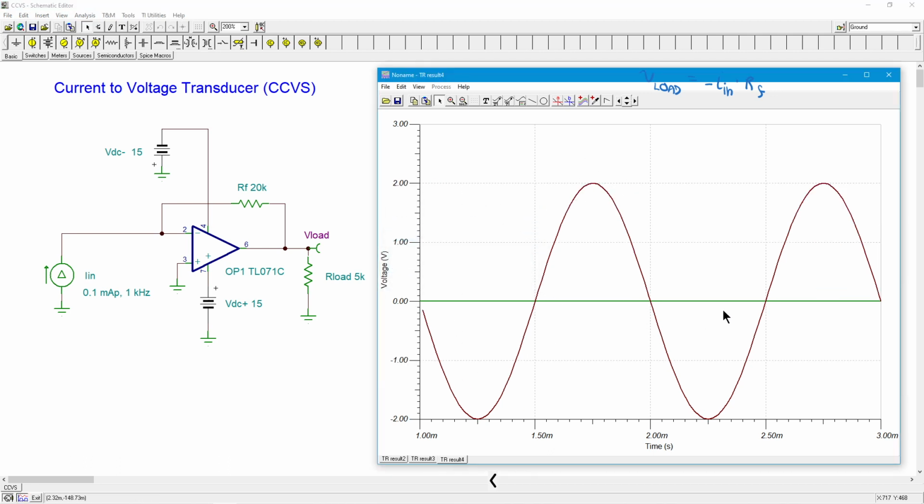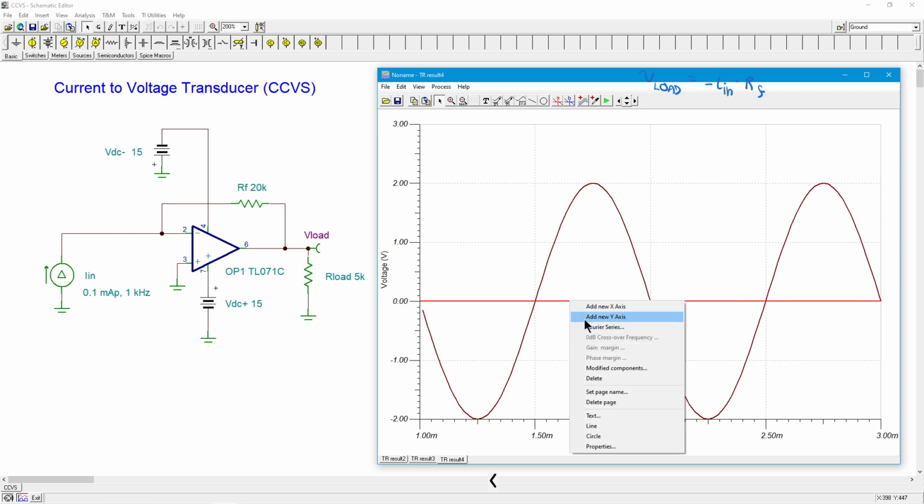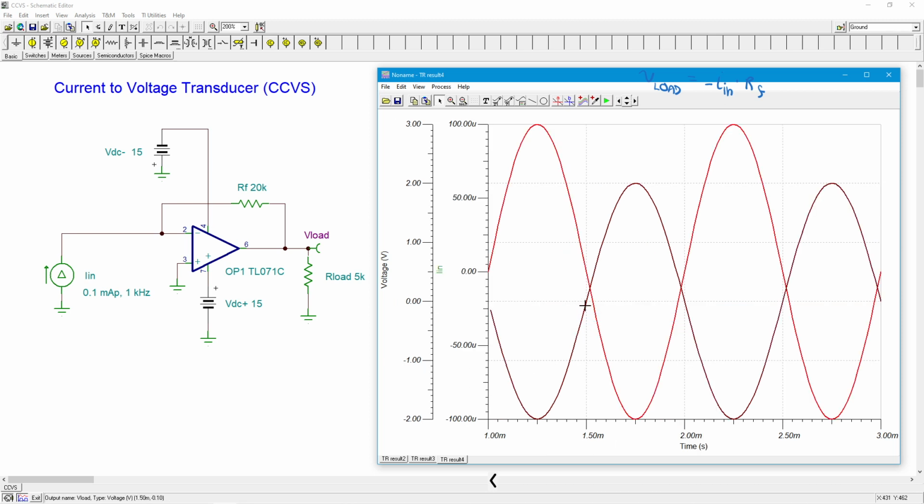Okay, looking beautiful. And for you skeptics out there, we'll just add a y-axis for the input just so that we can see it. All right. So there's our IN is still 100 microamps, 0.1 milliamps peak. Here's the output, right? On this scale, there's our 2 volts, out of phase, just like it should be. Everything's wonderful, okay? Beautiful. So that's the basic idea behind current to voltage transducer.